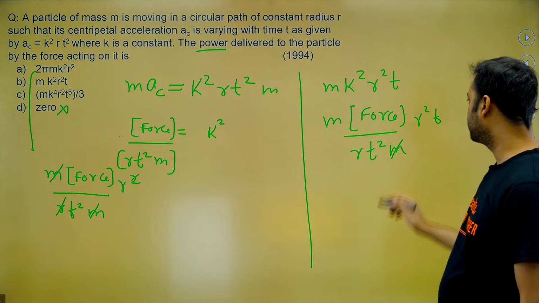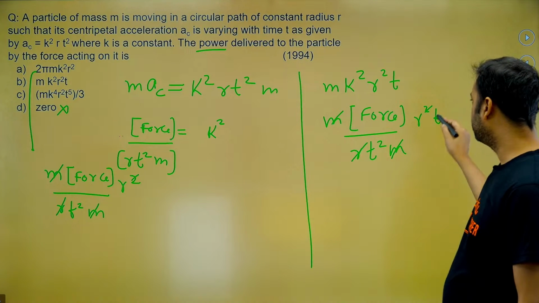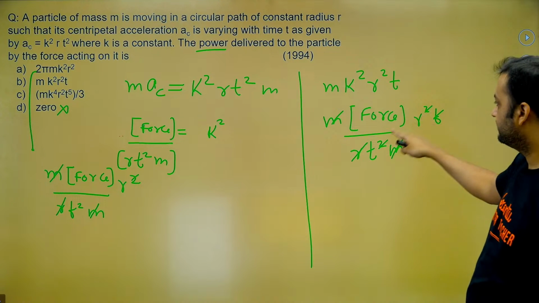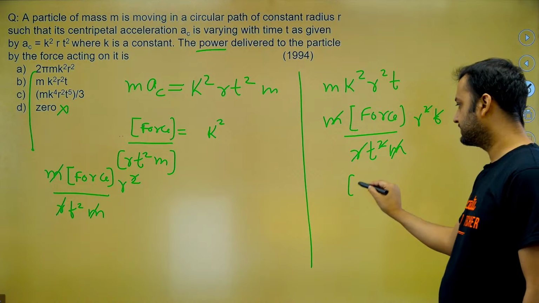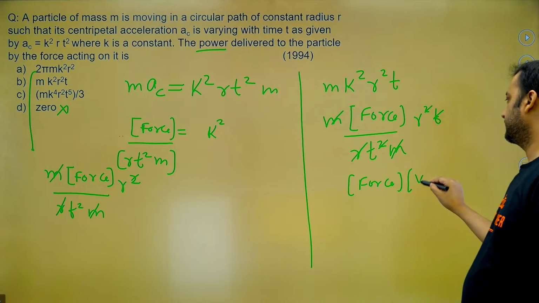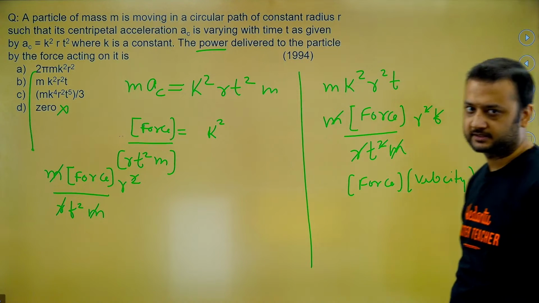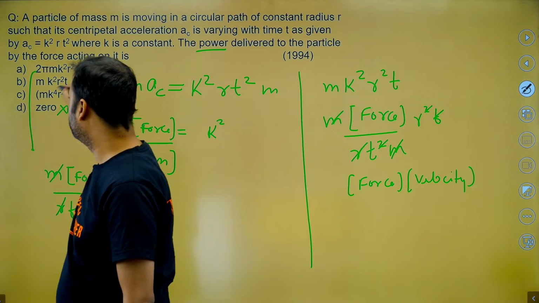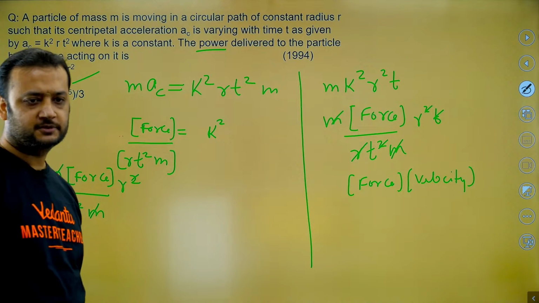So you can see m gets cancelled. Then 1 r gets cancelled and 1 t gets cancelled. What are we left with? r by t. So distance upon time, it is velocity. So this becomes dimension of force multiplied by dimension of velocity, which is what power is. So I think you have understood that option B gives you the dimension of power. Option B is correct.